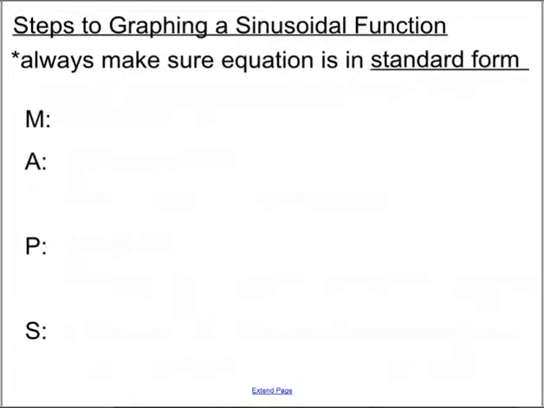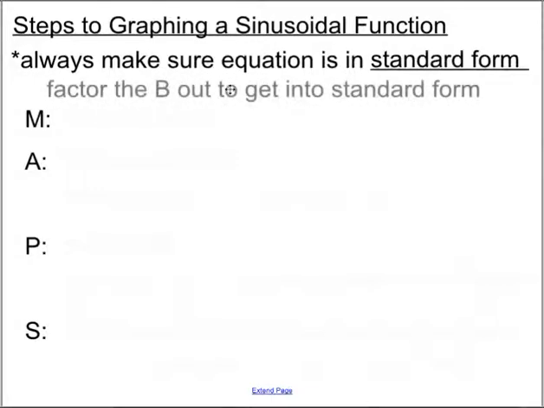So there are 4 simple steps when you are graphing a sine or a cosine equation, and you will be able to do this without a calculator and without making a table of values. The first thing before your 4 steps is that you always want to make sure your equation is in standard form. And the equations that you have on your notes, those are already in standard form. The b is in front of the x, and it's in front of a set of parentheses. If it's not in standard form, you need to make sure you factor the b out. And I'll show you an example of that in example 1.